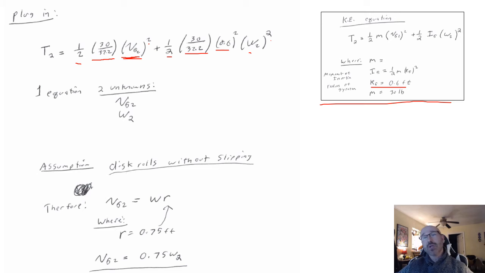So at this point here, we can simplify this down and do some math, but what we notice here is we have one equation, but we have two unknowns. We don't know our omega-2, and we don't know what we're looking for here, our velocity at the center of mass of our rolling disk.